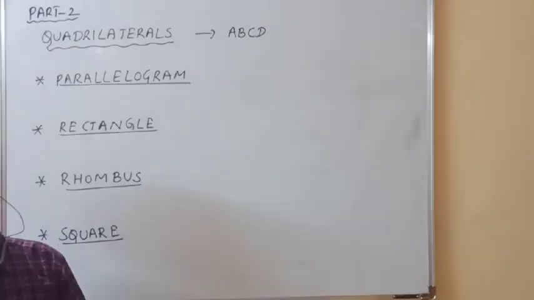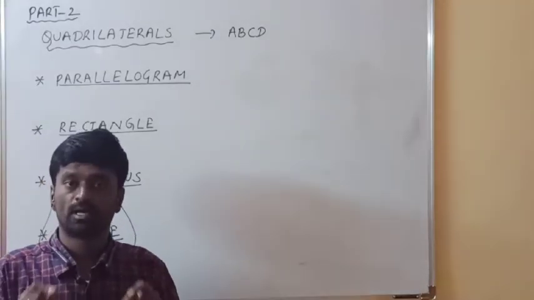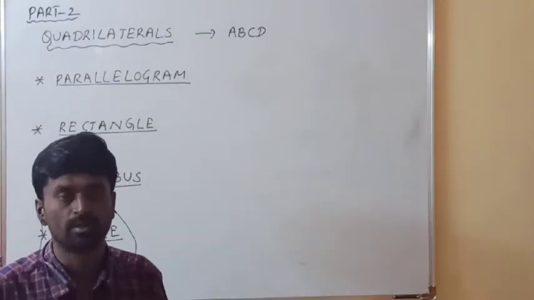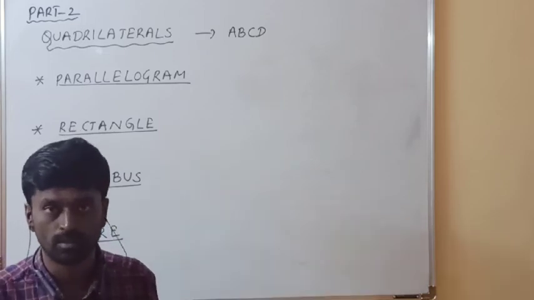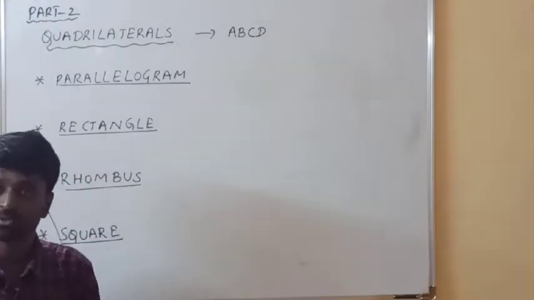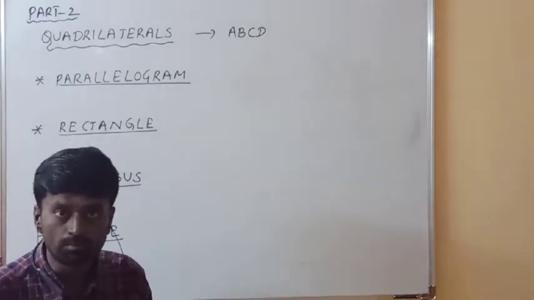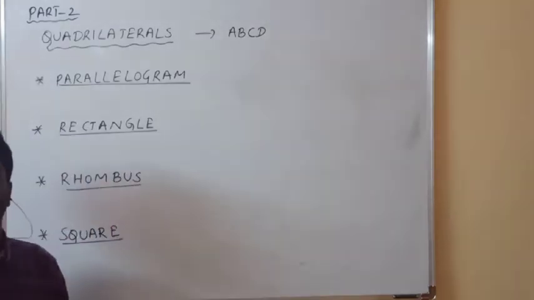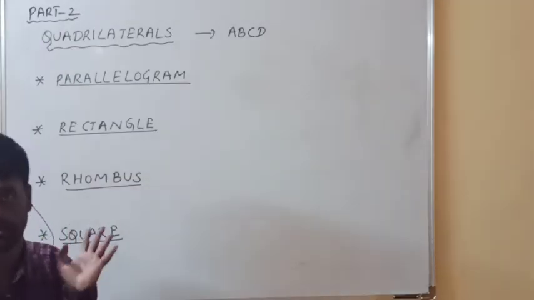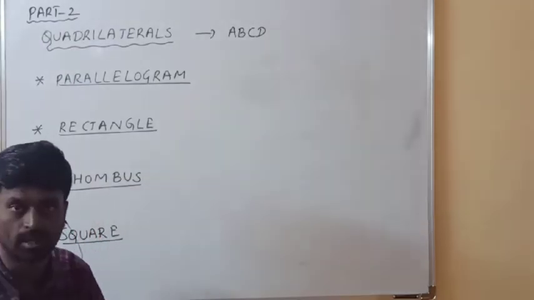Next, rectangle. When we say that the quadrilateral is a rectangle, opposite sides are equal and diagonals are equal, but the angle between the diagonals is not 90. That means diagonals are not perpendicular. First thing: opposite sides are equal, diagonals are equal, diagonals are not perpendicular, but diagonals bisect each other. This is about the rectangle.